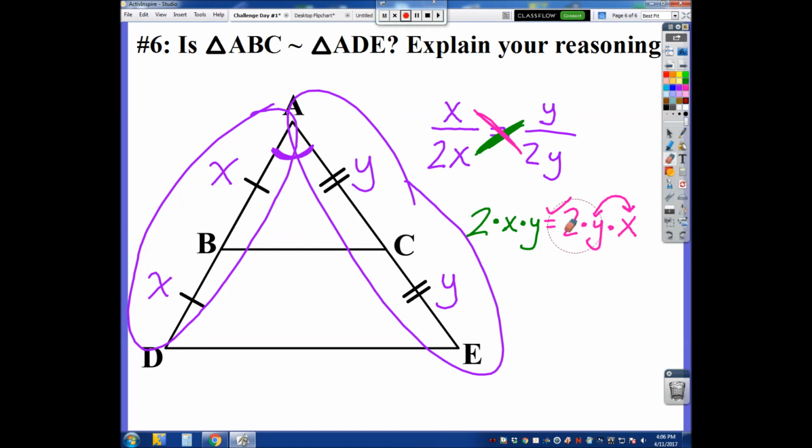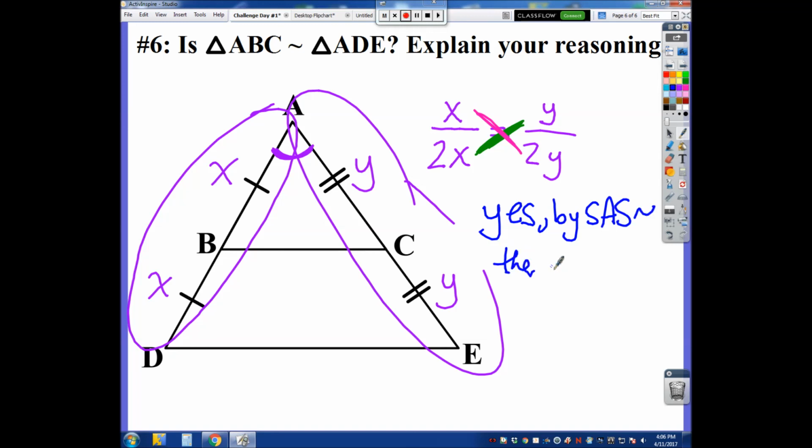So now I need to officially write up my answer here. Is triangle ABC similar to triangle ADE? Yes, by side angle side similarity. The reflexive angle A is congruent to itself. So I'm establishing that I do have a set of congruent corresponding matching angles. So reflexive angle is congruent to itself.